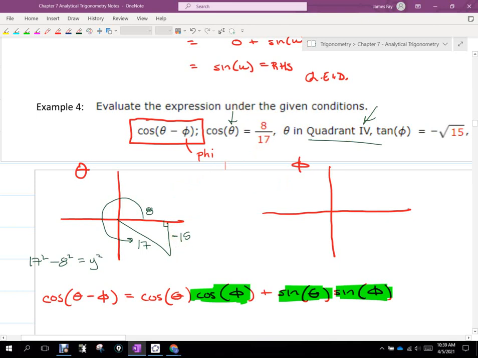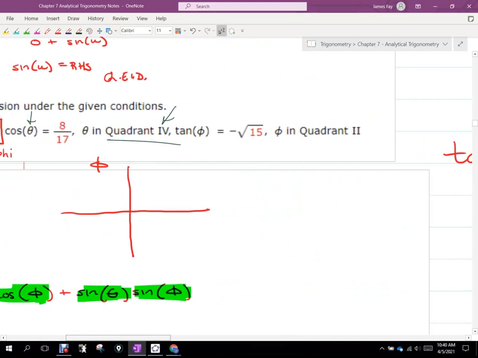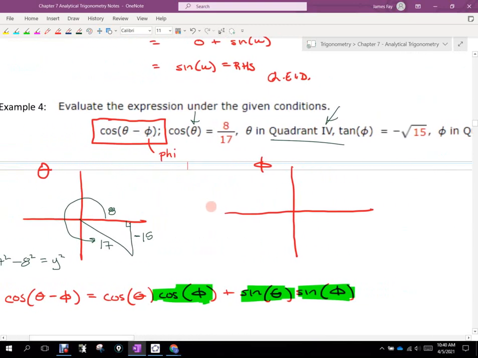From that, because that's theta, you should be able to tell me sine of theta now, right? Is sine of theta negative 15/17? And that will be one of those things that we substitute down in our formula. While I'm at it, I'm just going to go ahead and figure out what phi is. They express it in terms of tangent, and they tell me that we should be in quadrant 2.